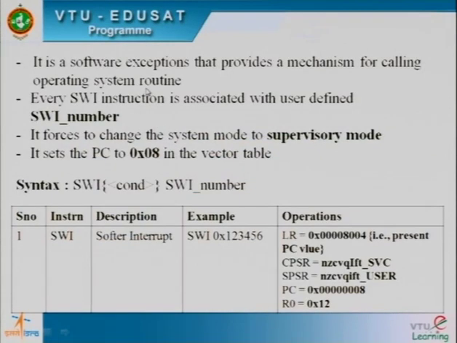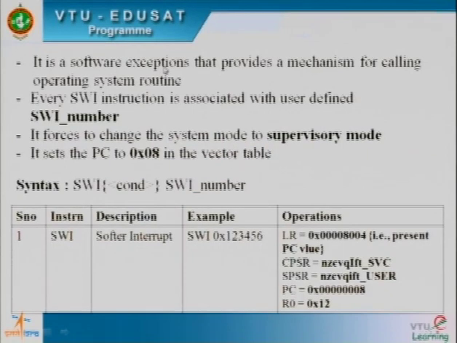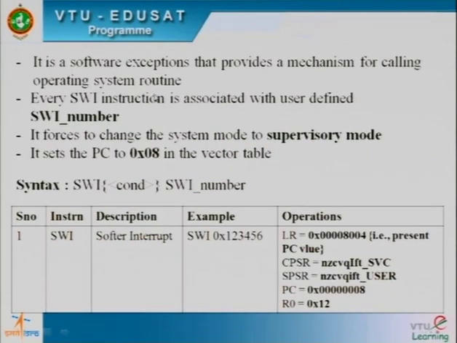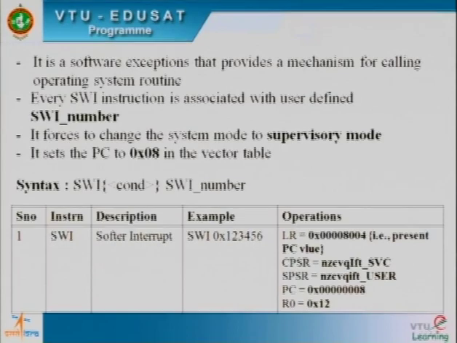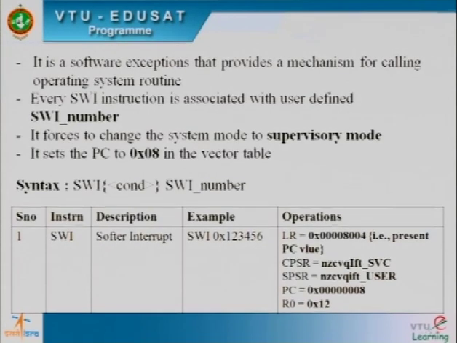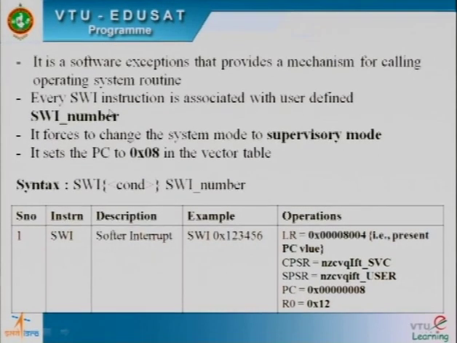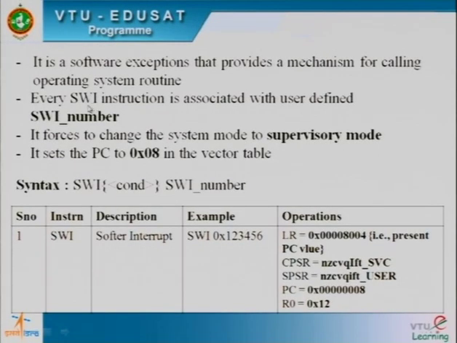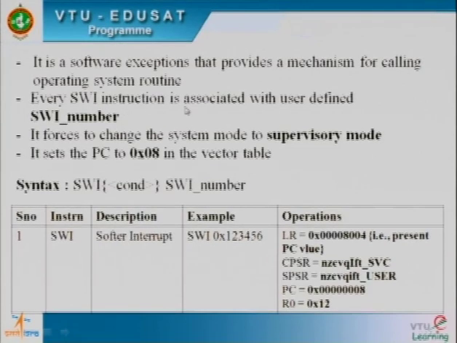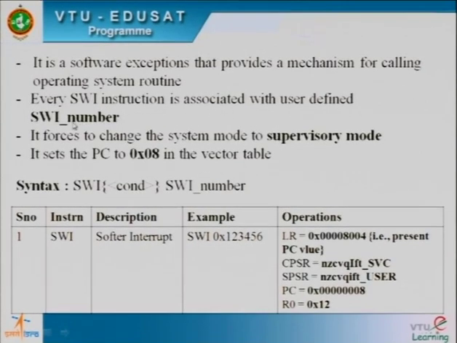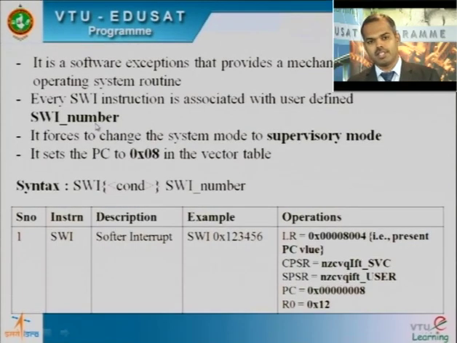Software interrupt instructions are nothing but software exceptions that provide a mechanism for calling an operating system routine. If there is an operating system routine, function or subroutine written, and it has to be accessed or called, then you can use software exceptions to call that. Every SWI instruction, that is software interrupt instruction, is associated with a user defined SWI number. We will see what this is in the next slide.